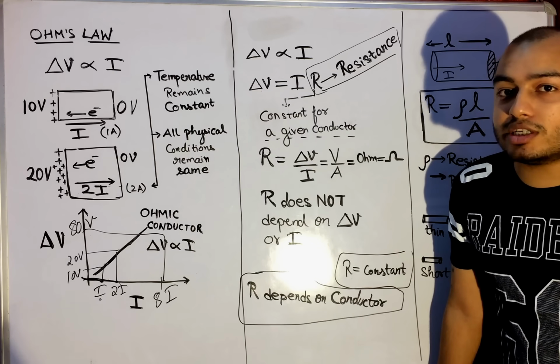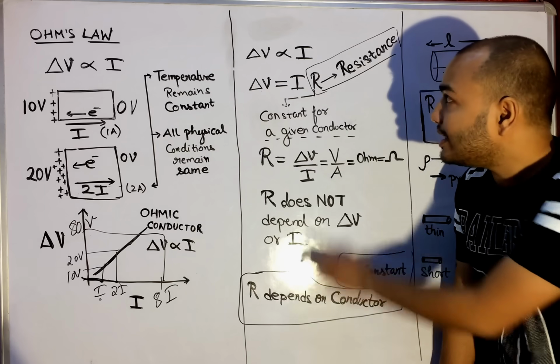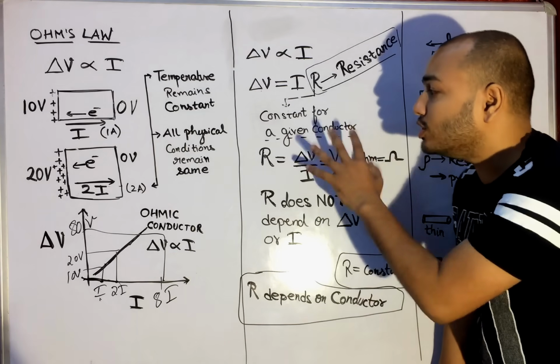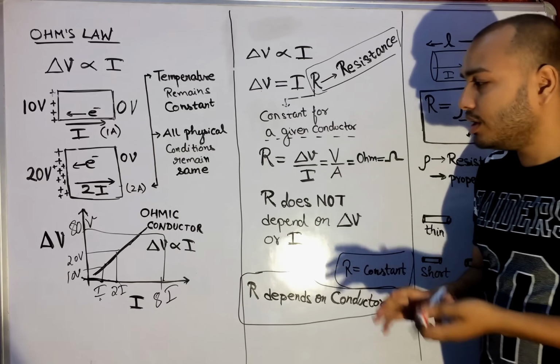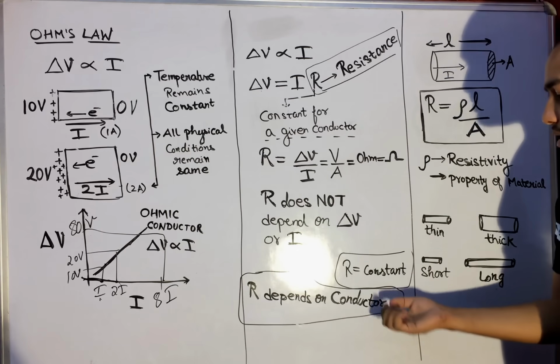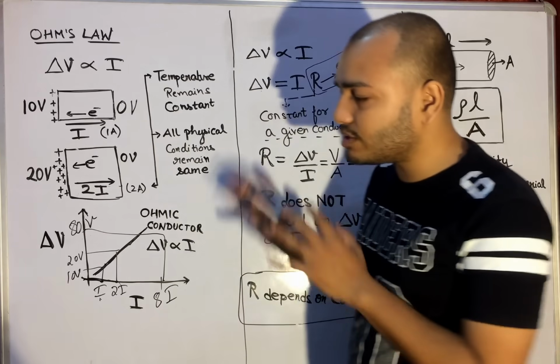Refractive index is constant for a given medium. So these are constant. R is a constant in this equation. R does not depend upon potential difference or current. R depends only on the conductor. R is a constant. Okay. So this much is Ohm's law.